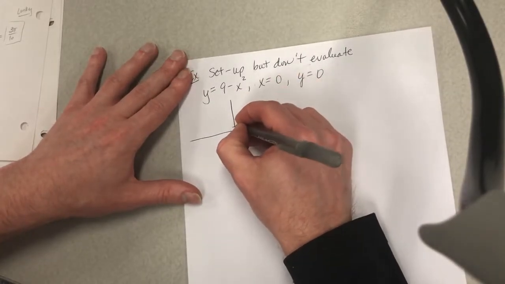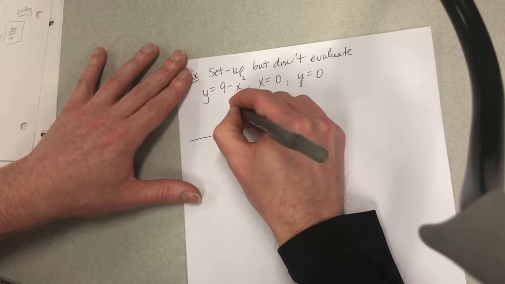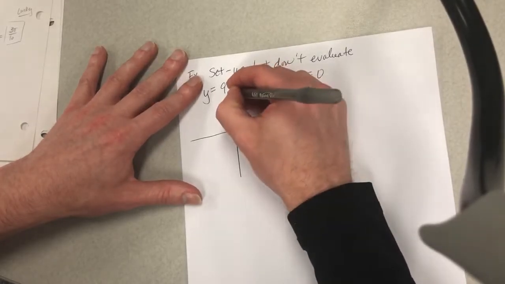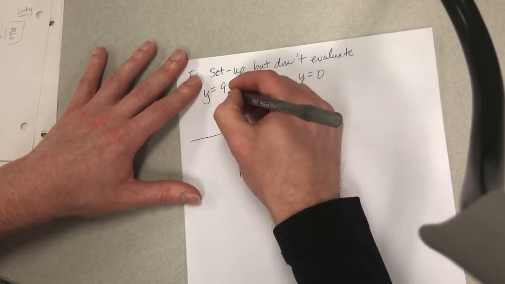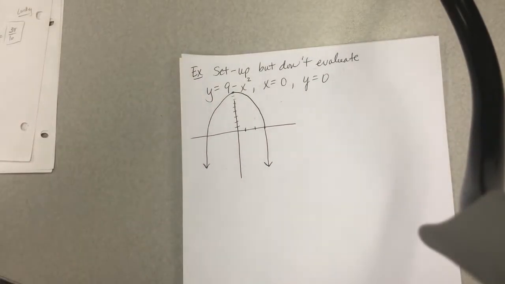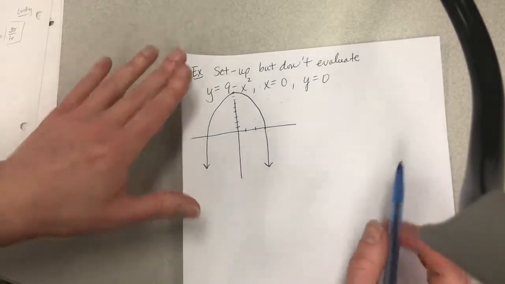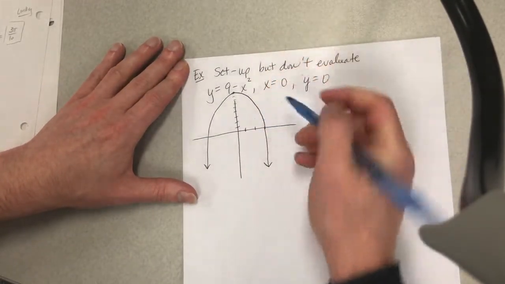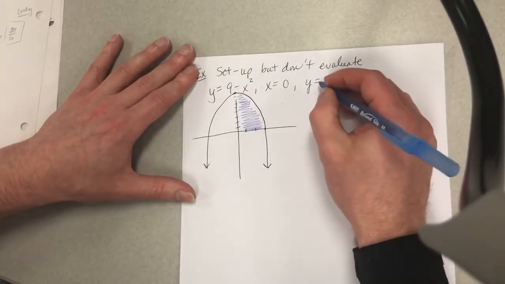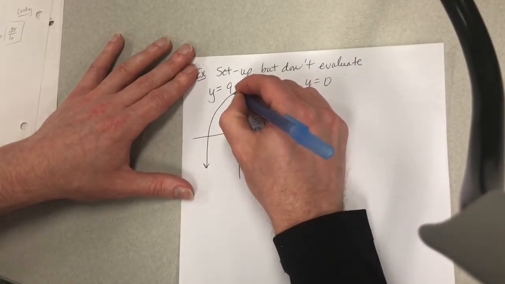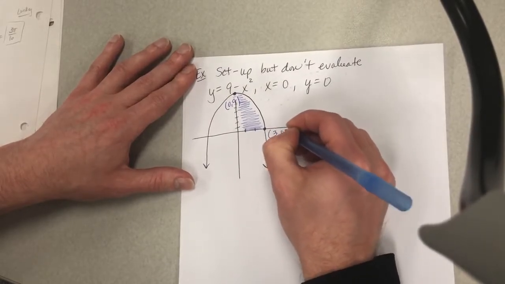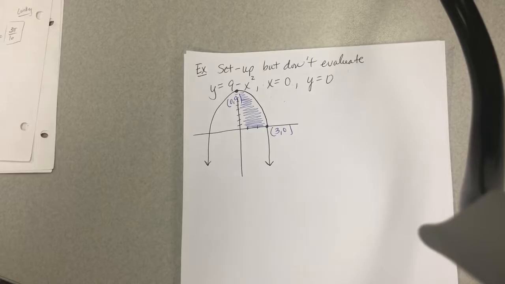Okay? So 9, somewhere up there. So it should cross at 3 and -3. Now, it says we're going to rotate the region 9 minus x squared. X is equal to 0 is this line right here, the y-axis, and y equals 0. So we're just looking at this region, this portion right here. So our limits are going to be 0 and 3, this point. And then up here, it'll be the point 0, 9. This point's going to be 3 and 0. Depending on which axis we're going about.